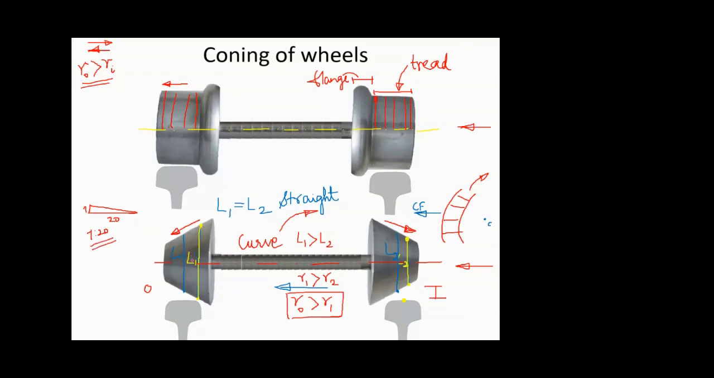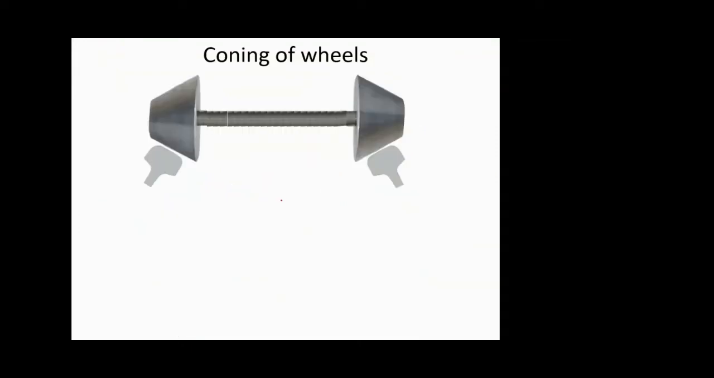Now comes the second part of this concept, that is tilting of rails. Just a minute. Here I have done coning of wheels. Now I'll be explaining what is tilting of rails.